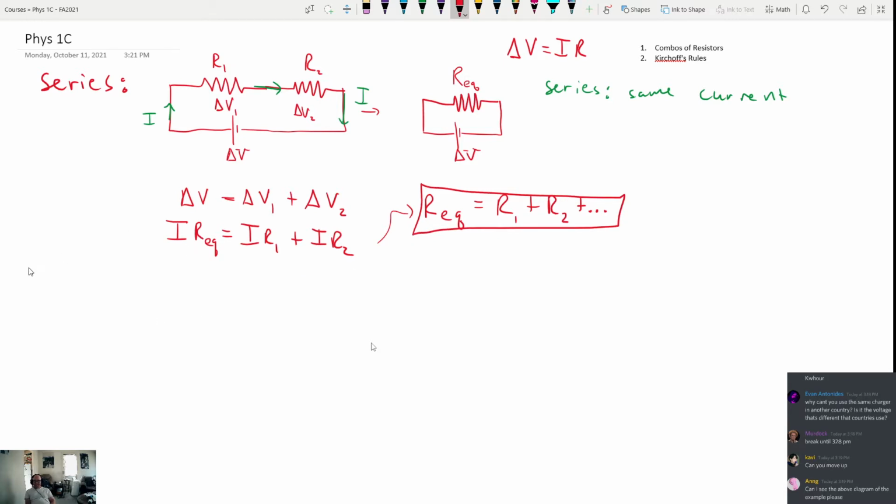Anyone have any questions? It's pretty easy. Not too new, because we just did the same thing with capacitors in parallel. You added them up, right?